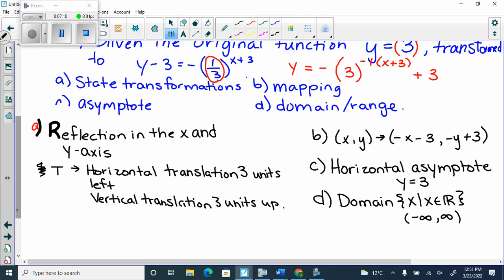My range. What affects my range? The stuff that affects my y's, correct? So the front number and the back number. If the front number is negative, what happens to my range? It's a less than sign. It's never equal to. Is there a negative in front? Yes. So my range, y such that y is less than 3, y is an element of the reals, or in interval notation, negative infinity to 3.